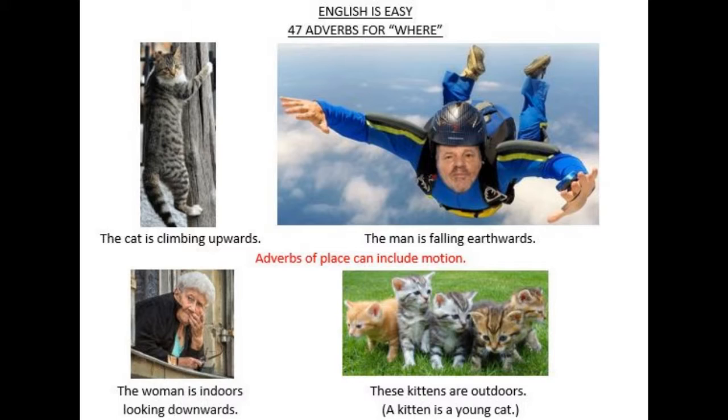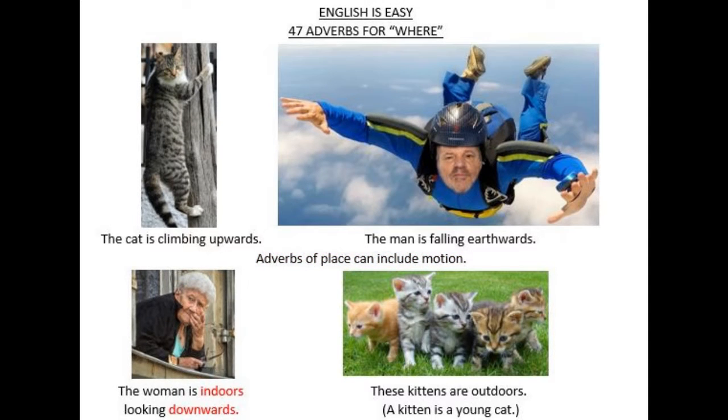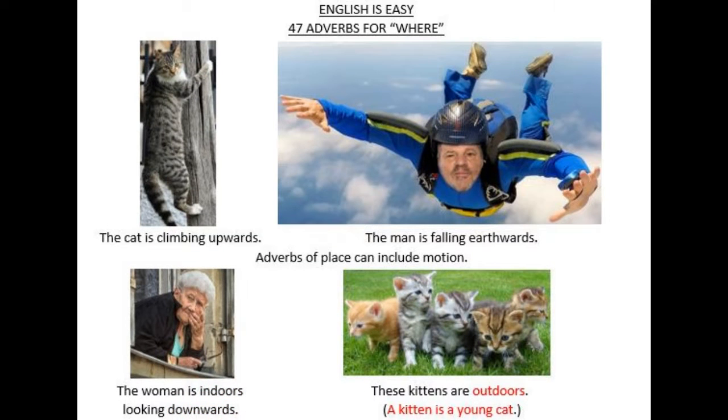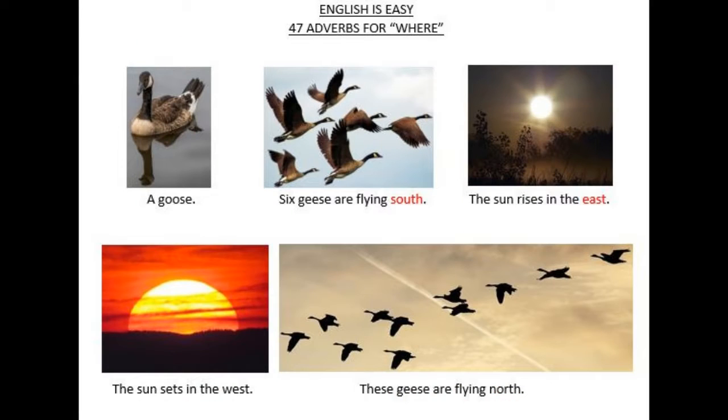Adverbs of place can include motion. The woman is indoors looking downwards. These kittens are outdoors. A kitten is a young cat. A goose. 6 geese are flying south. The sun rises in the east. The sun sets in the west. These geese are flying north.